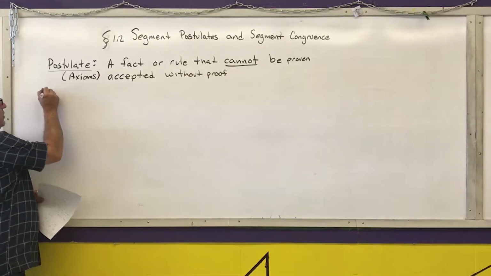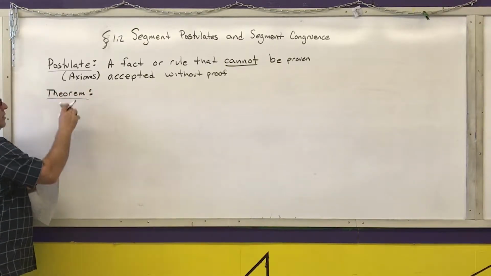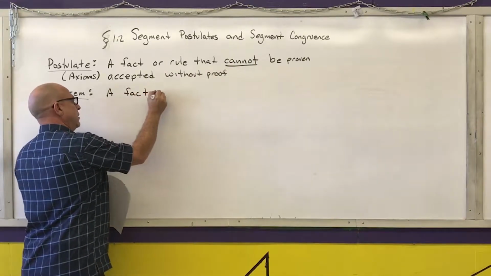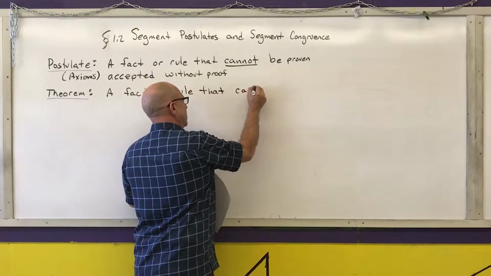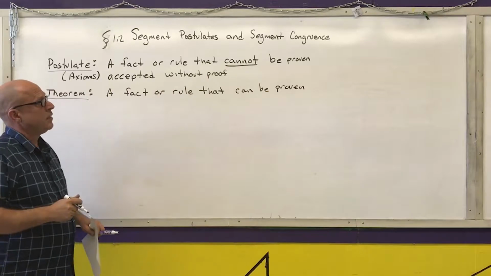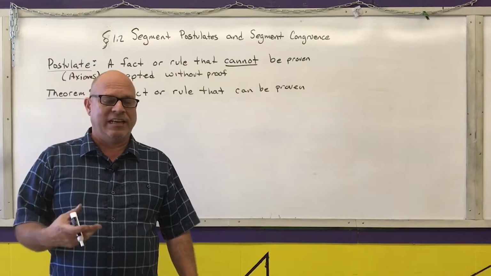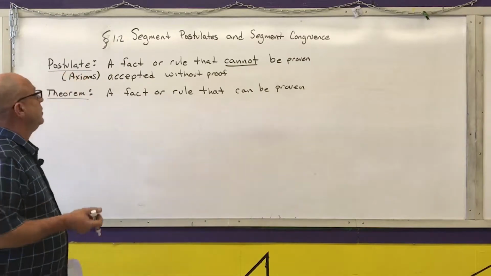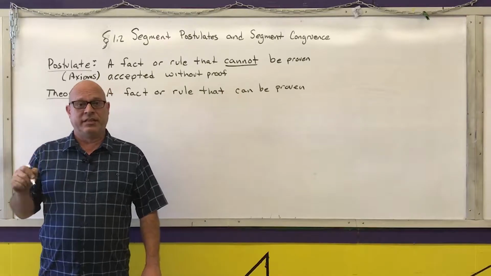The next thing I have is a theorem. And a theorem is a fact or rule that can be proven. Okay? And in this class, you are not allowed to use any theorem until we actually prove it in class or on one of the video lectures. Okay? We can't use something unless we know it's true. Okay? Postulates, we know they're truths because we just accept them without proof. Theorems, I cannot use until I prove them.